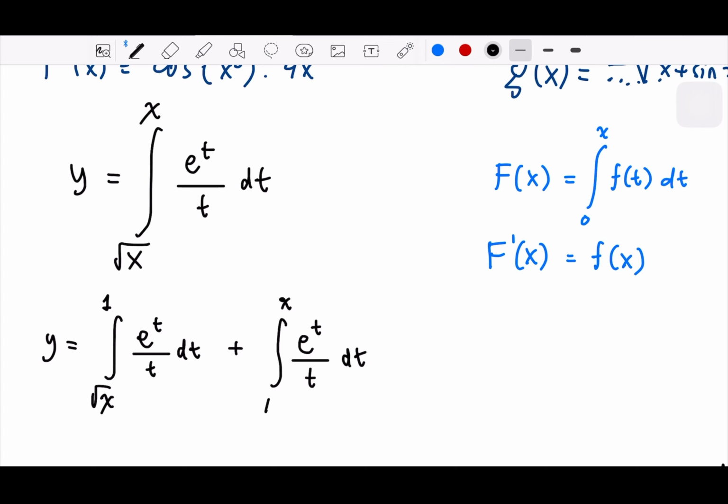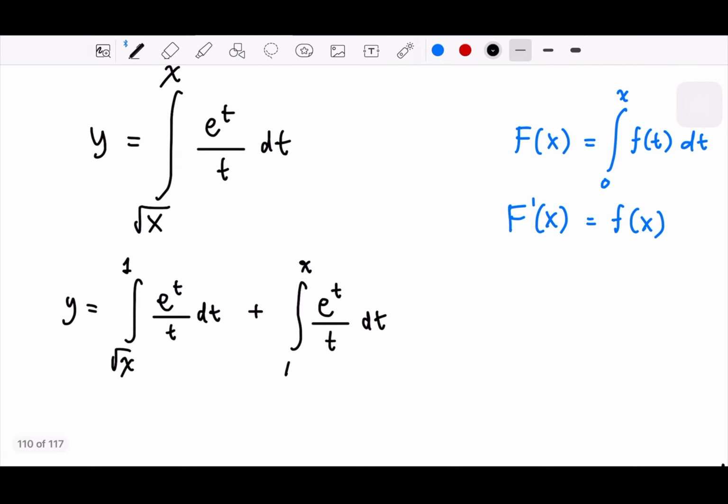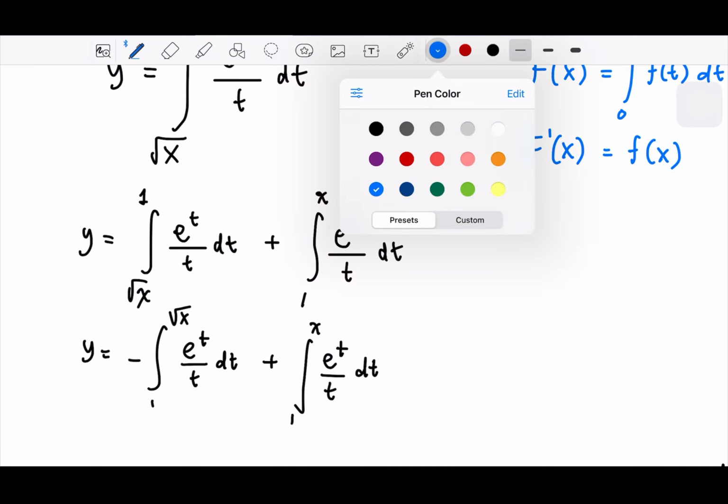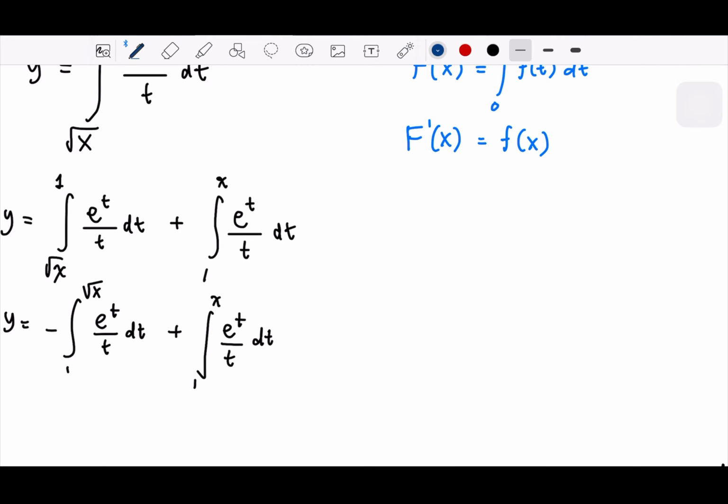So we switch this. Then we can write negative, integral from 1 to square root of x, and then we can derive each integration. We can derive each one. So we take the derivative.